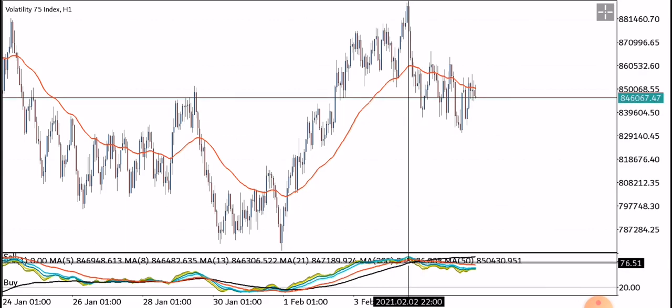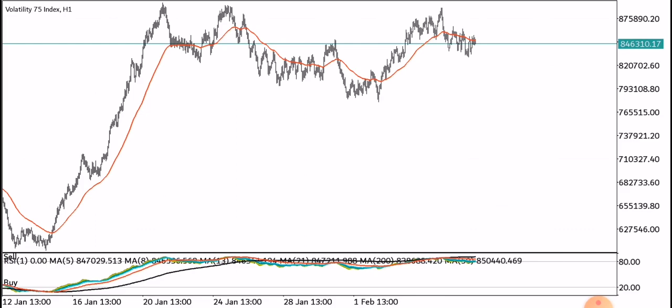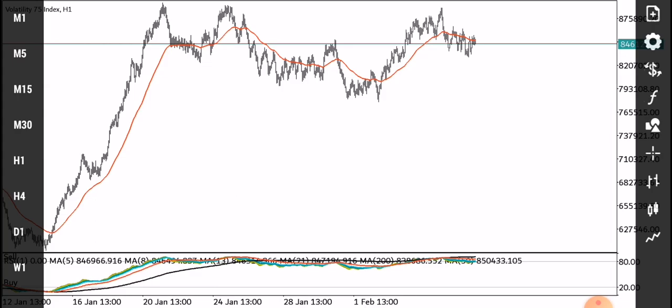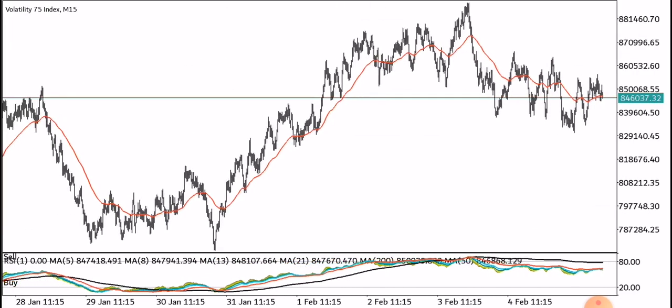Now you can see this on the 1 hour time frame, right? This is just on the 1 hour time frame. Now, if you make use of this, you are not going to make use of these indicators only. Okay, you're going to apply price action to it, right?